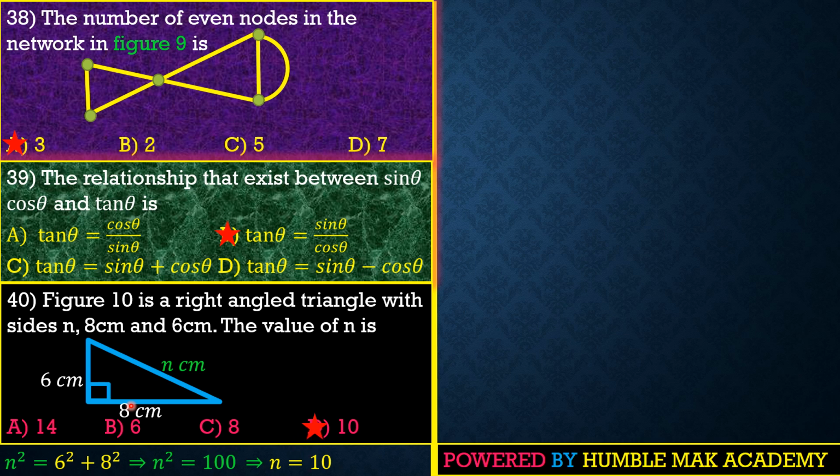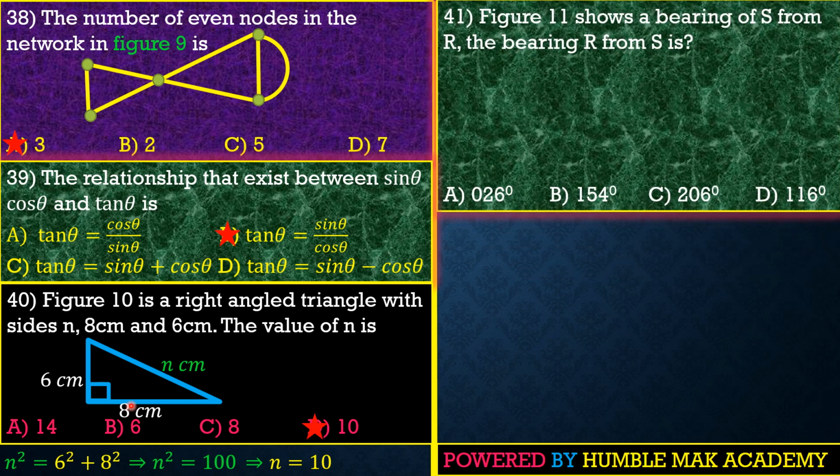Question 41, guys, reads that figure 11 shows a bearing of S from R. The bearing of R from S is? Generally, to get the bearing from R to S, we can get it by simply adding our 26 degrees with 180 degrees. When we do that, we are going to have an answer of 206 degrees. So guys, option C has to be the best option.